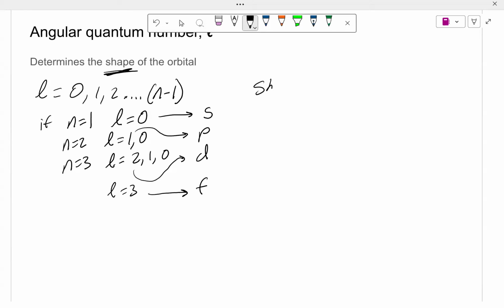Now, the shape that corresponds to S, that's a sphere. Now, I know I just drew a circle, but imagine a three-dimensional sphere. The shape for P is a dumbbell, and it's oriented in 3 directions. You have up and down, so like on the y-axis, you have it oriented on the x-axis, and you have it oriented on the z-axis coming out at you. So kind of imagine this dumbbell is coming out at you. So you have this x, y, and z-axis.